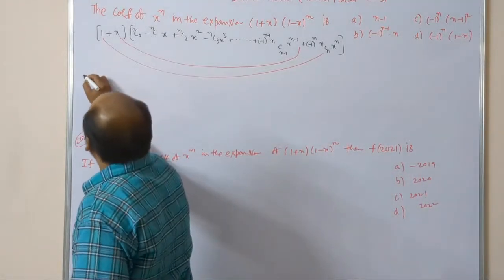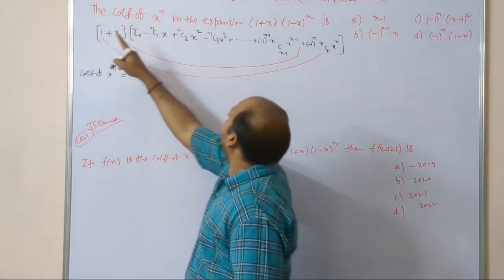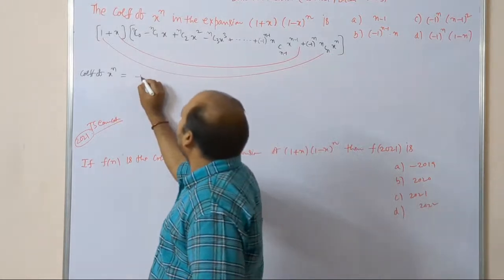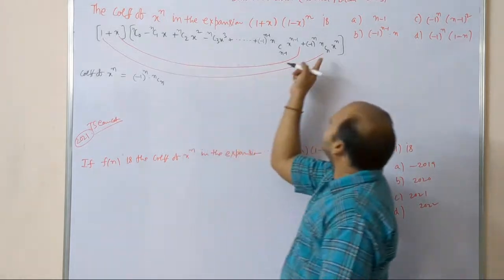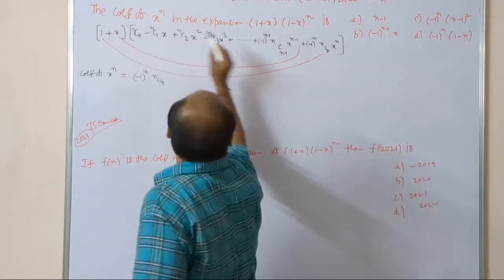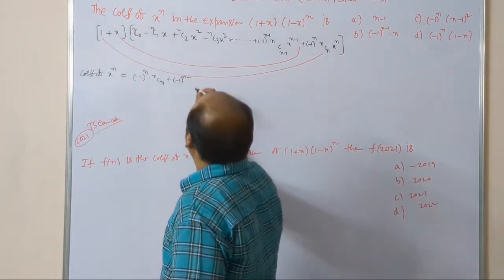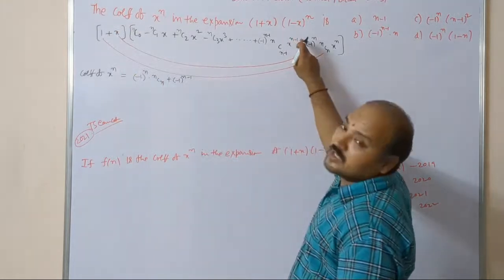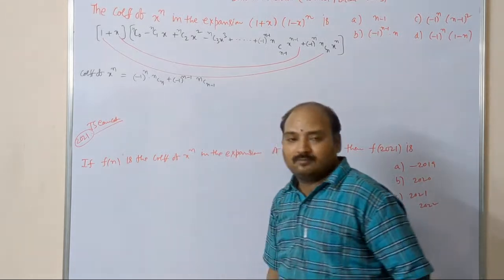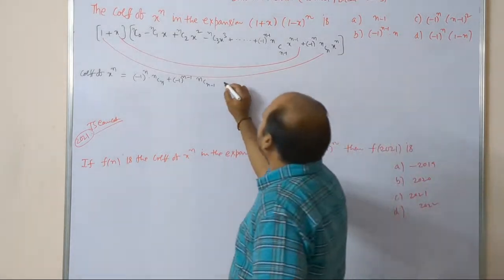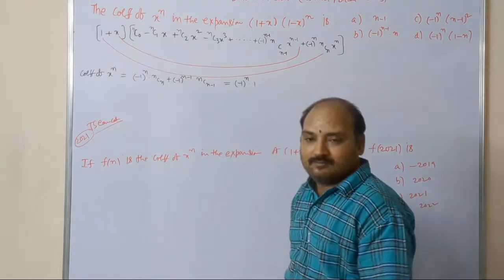So the coefficient of x power n equals, here, 1 into nC1, so minus 1 whole power n into nCn. Okay, that is over. Next, plus minus 1 whole power n minus 1. Here x power 1, x power n minus 1, x power n will come. So remaining is nC(n minus 1), that is equal to minus 1 whole power n into nCn, whose value is 1.